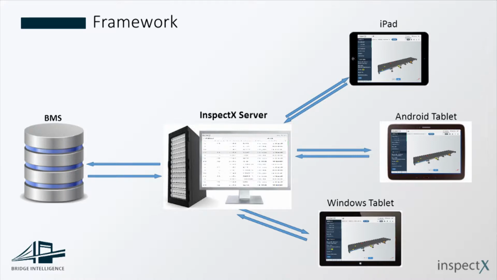So you add the data to your tablet, be it an iPad, Android, or Windows tablet. The inspector adds the data for that certain bridge to the tablet before going to the field. They do the inspection with the tablet, and then the data goes back to the server, and then the server talks to the BMS system in the agency.